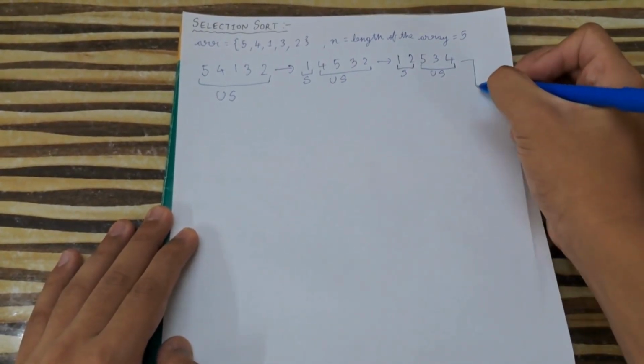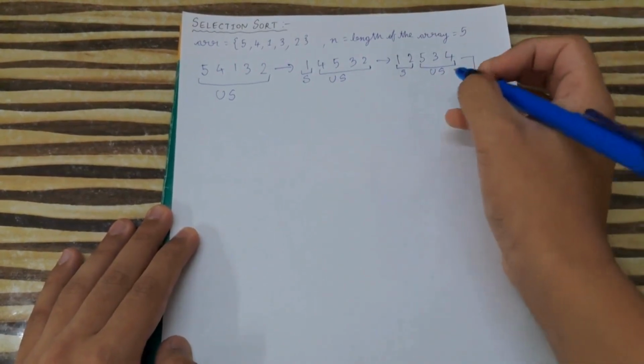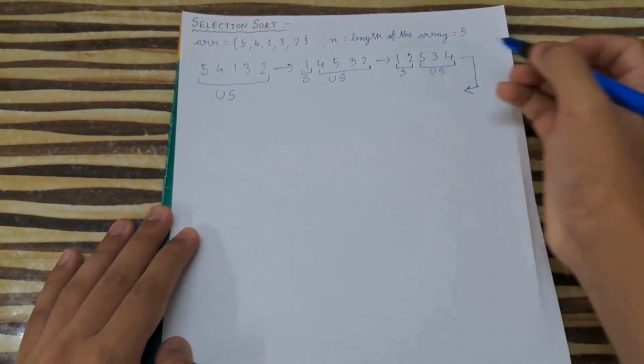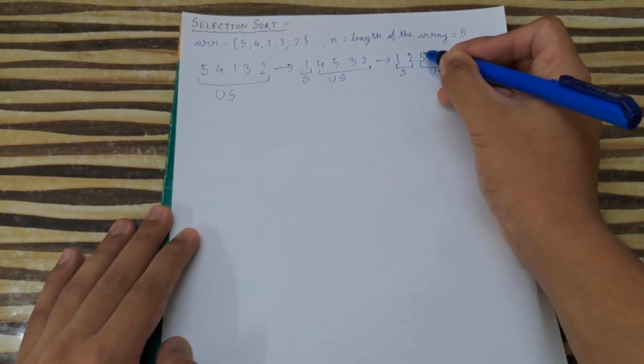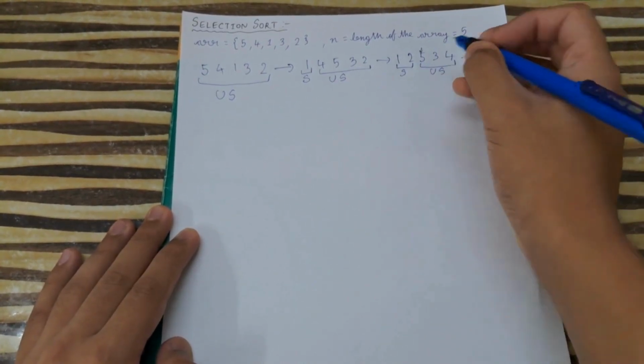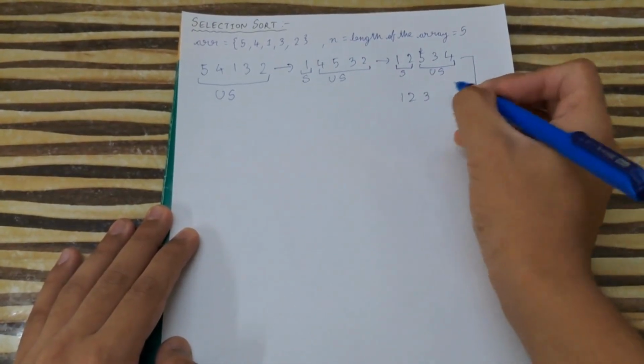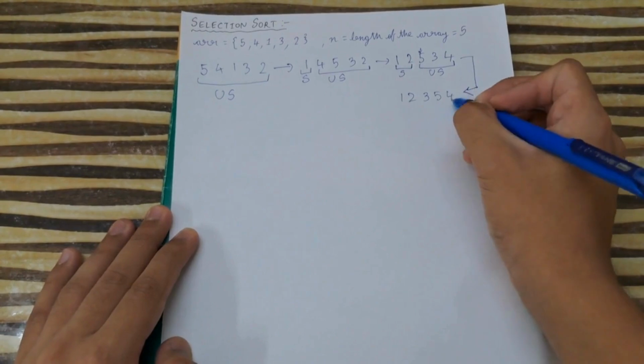Now 5, 3 and 4 will be checked. The minimum element is 3, then it will be swapped with this position right here. So the new array will be 1, 2, 3, 5, 4.